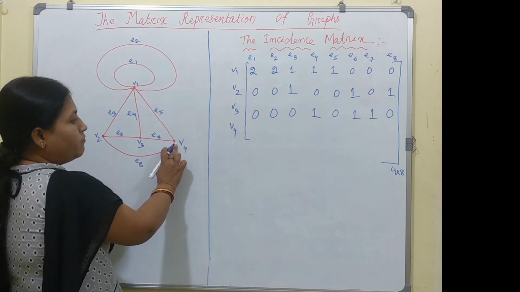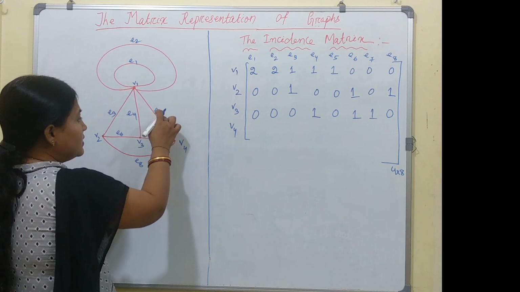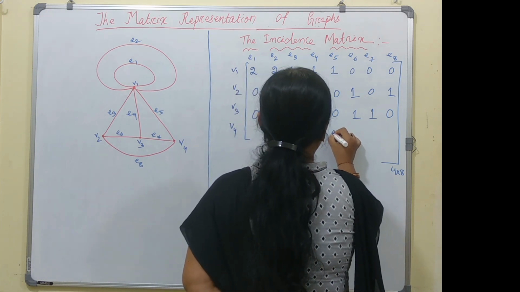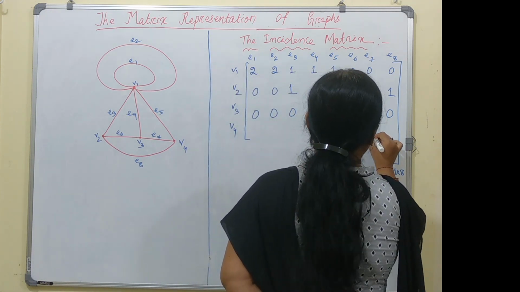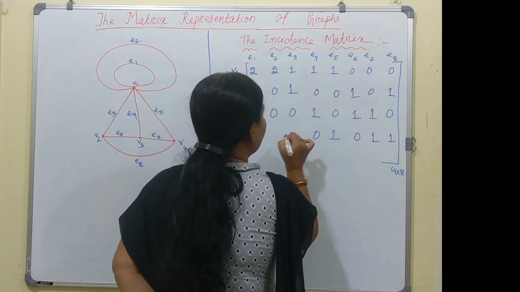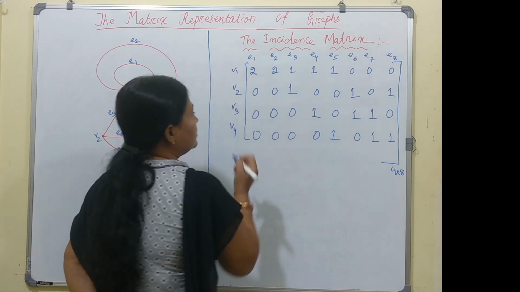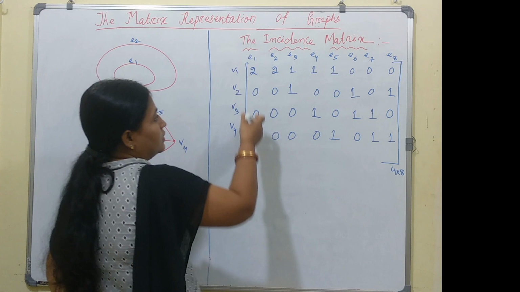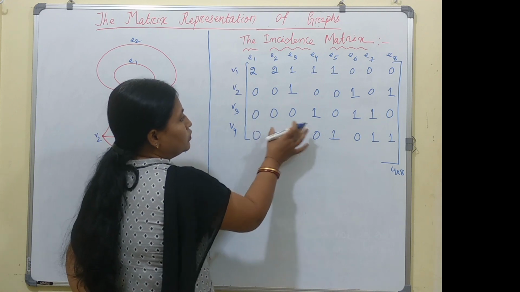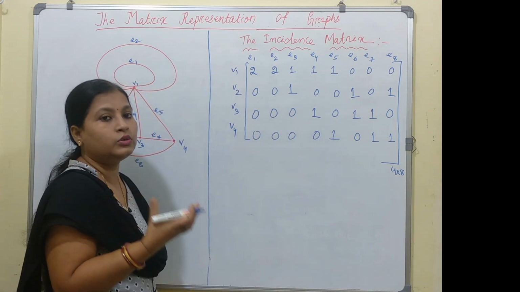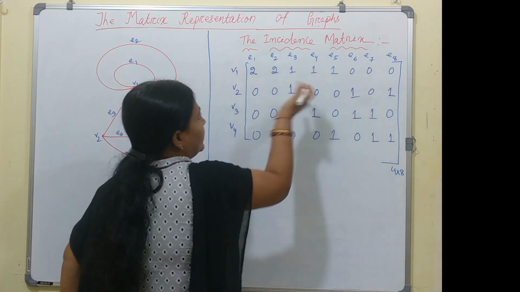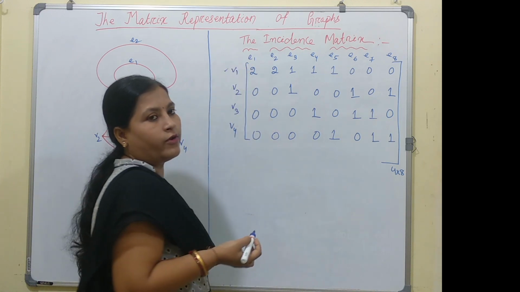Now come to vertex V4. V4 has degree 3, that is E5, E7, E8 are incident with V4. So the degree of V4 is 3. Next, see all the columns. When we add all the column elements, we get 2 because one edge has 2 ends, and when we add all the row elements, we get the degree of the vertex.